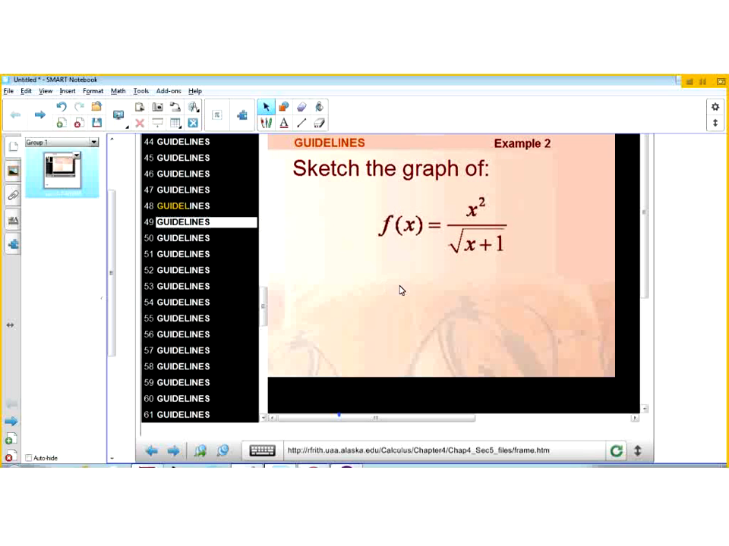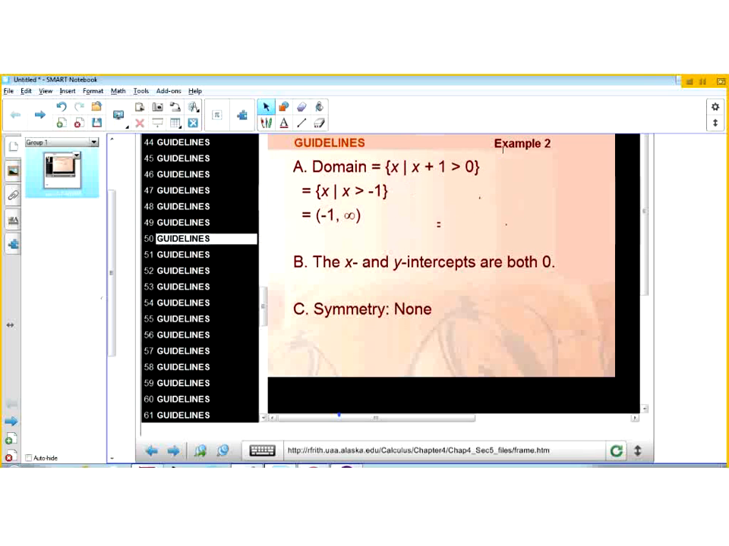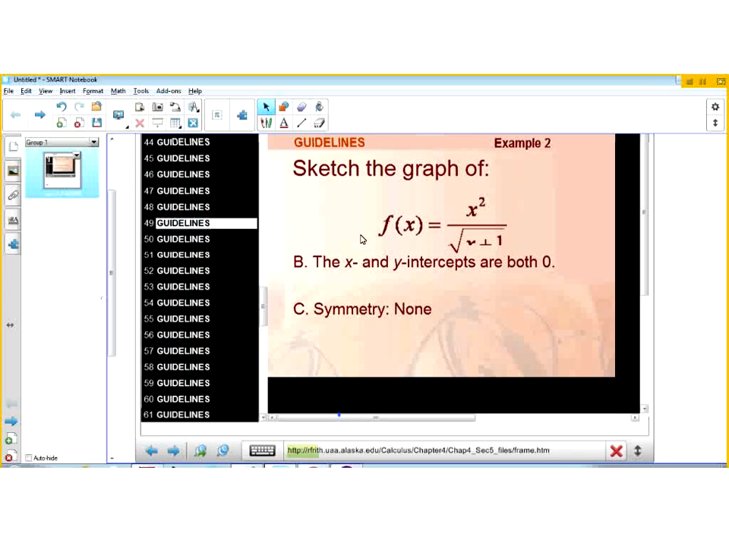Okay, so here's an interesting one. f of x is equal to x squared over the square root of x plus 1. How do we deal with that? Okay, so the domain, let's see here.